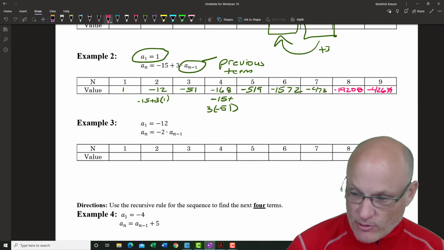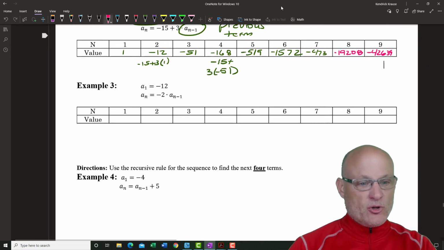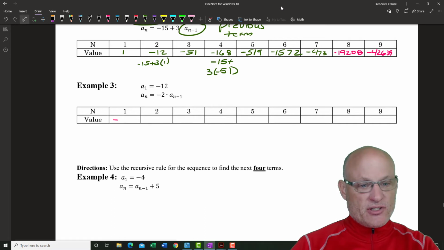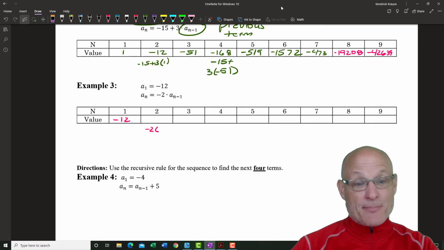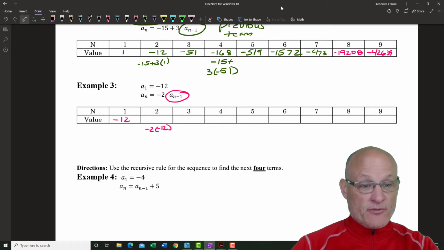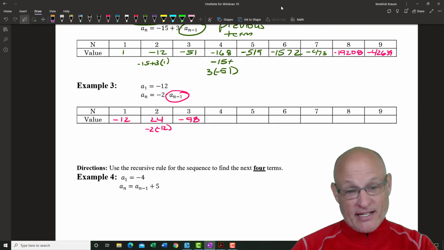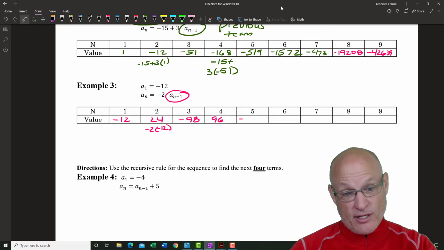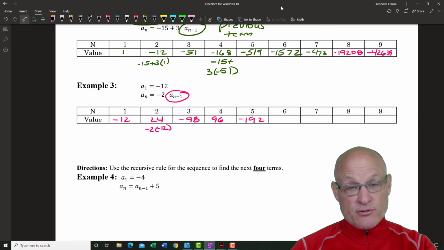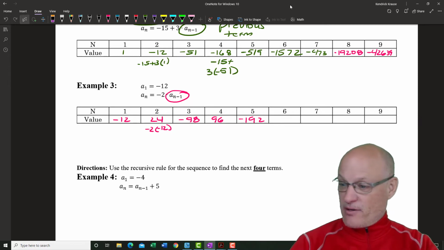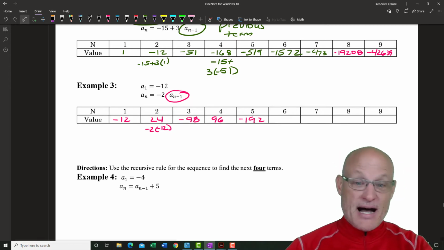Let me show you a little bit better one. This is a pretty cool one. So n is negative 12. This is going to be a little bit interesting. This says take negative 2 and multiply it by the previous term, which is negative 12. So I get 24. Then multiply that by negative 2, I get negative 48. Then multiply that by negative 2, I get positive 96. Multiply that by negative 2, I get negative 192. Multiply that, I get positive 384.